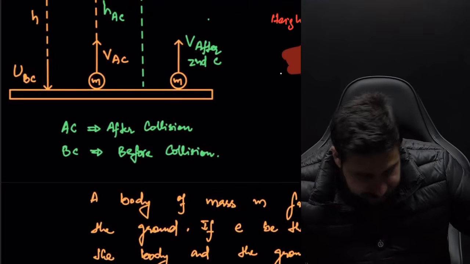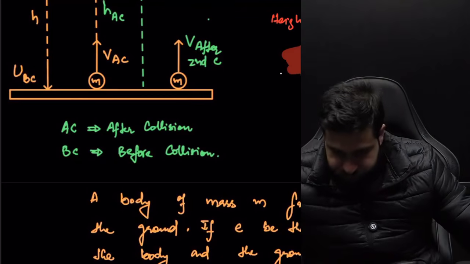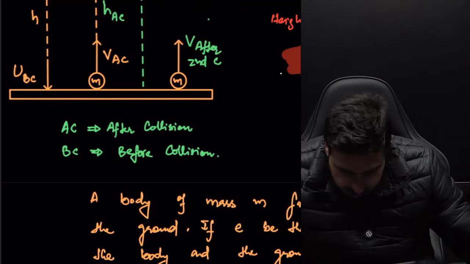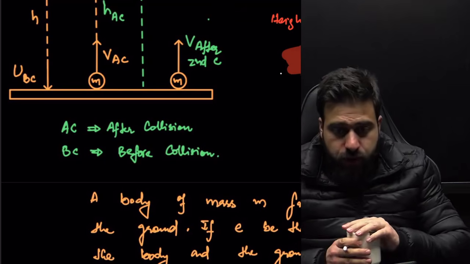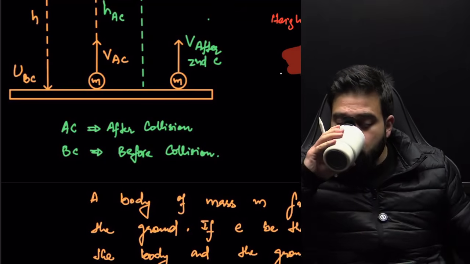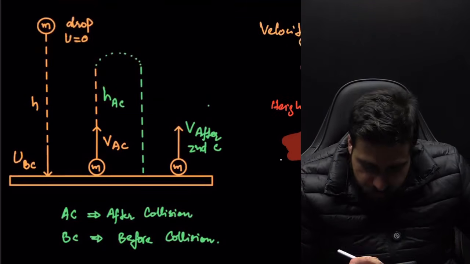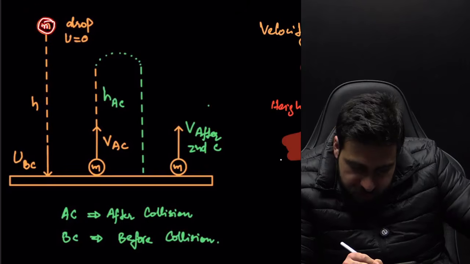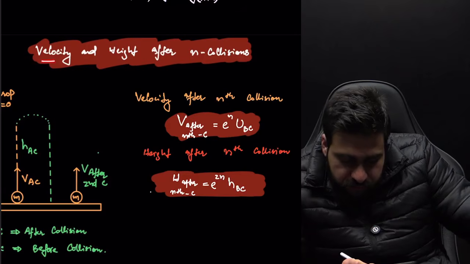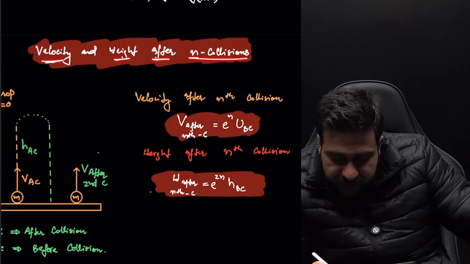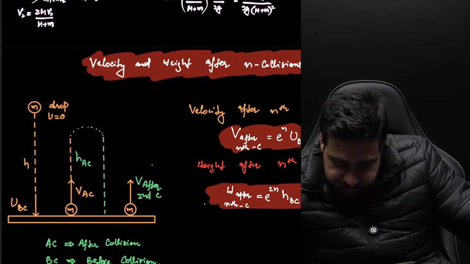Then guys, this is also an important topic which I would like to tell you over here. See, what is the topic? Take a look. There is an object of mass m. First write the topic: velocity and height after n collisions. Velocity and height after n collisions.